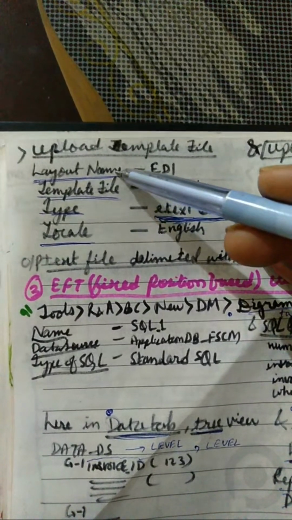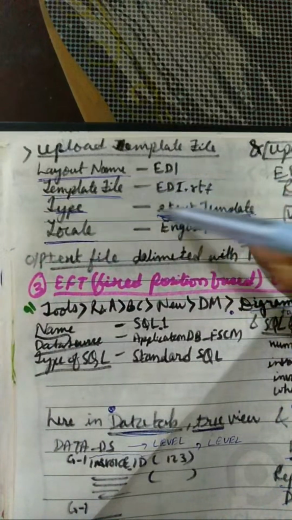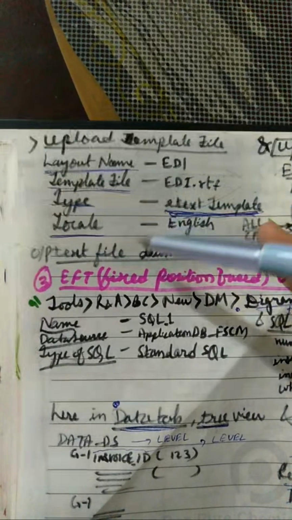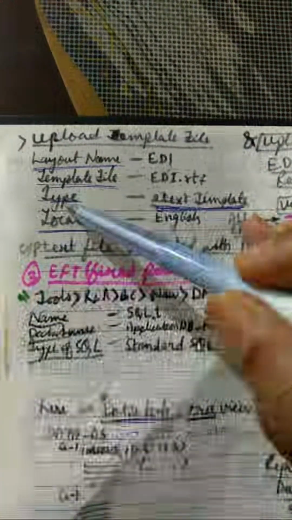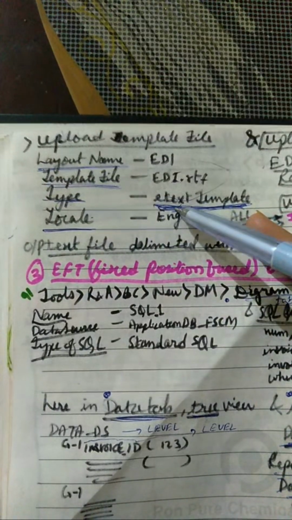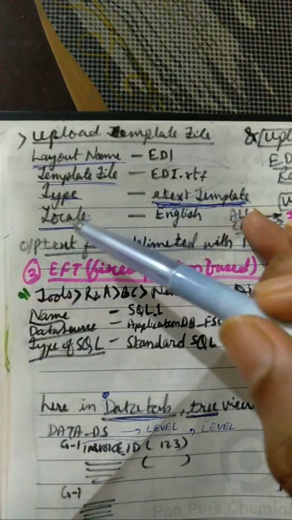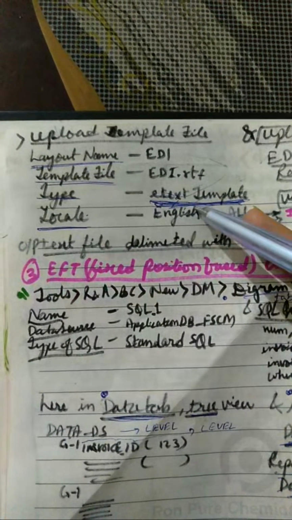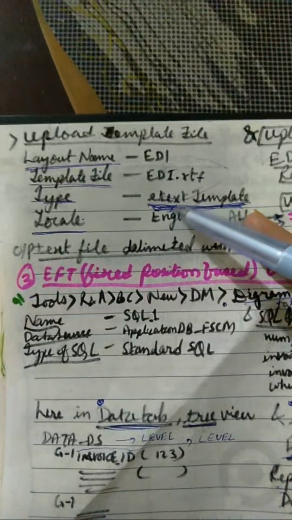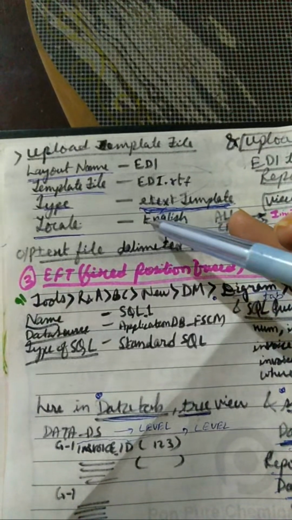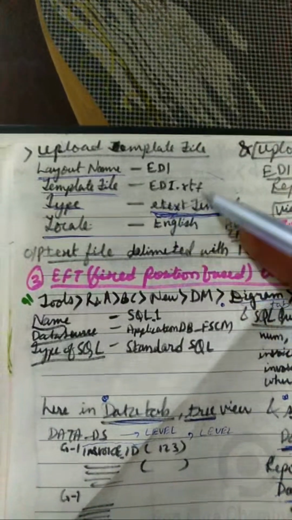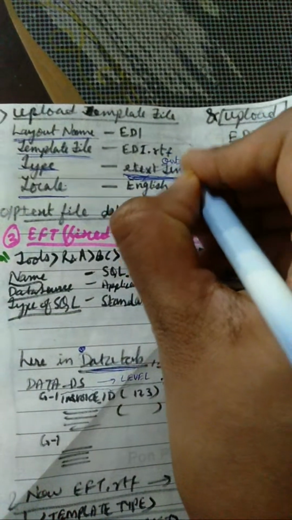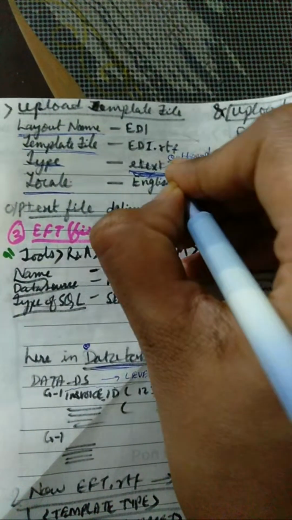Then you have the template file. This is where I'll be browsing and selecting my RTF file from the local file system. Then here, the type, instead of RTF, should be ETEXT template, and this should be ETEXT outbound. If you have previously worked with ETEXT, there are 2 types, ETEXT inbound and outbound. So this should be ETEXT outbound here. I have just written ETEXT template, but it should be ETEXT outbound.